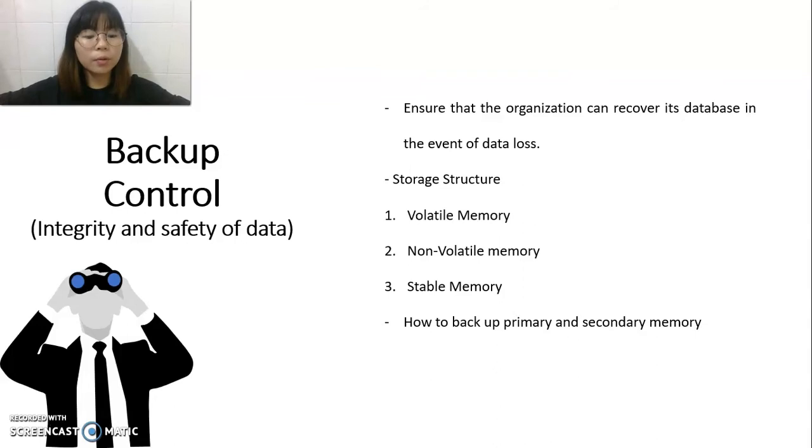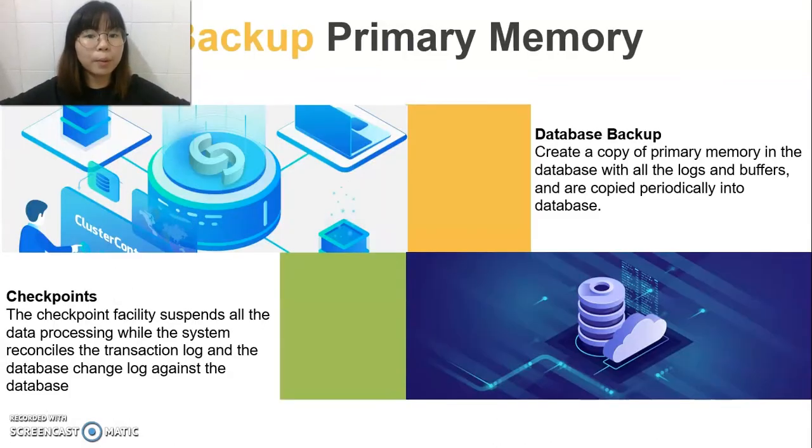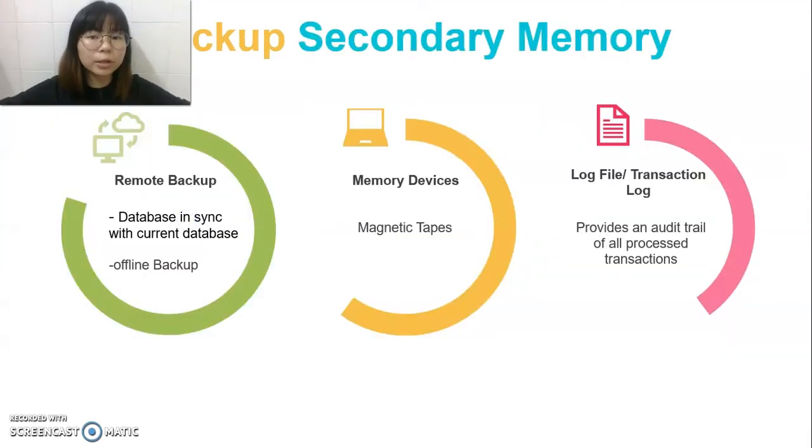And now we will look at how we back up our primary and secondary memory. First, we will come to primary memory. To back up our primary memory to ensure that the data is not lost, we can use database backup and checkpoint. Then we will come to secondary memory backup. We can use a remote backup method. Remote backup is about our database being periodically updated with the current database, so that it will synchronize with data and other details.